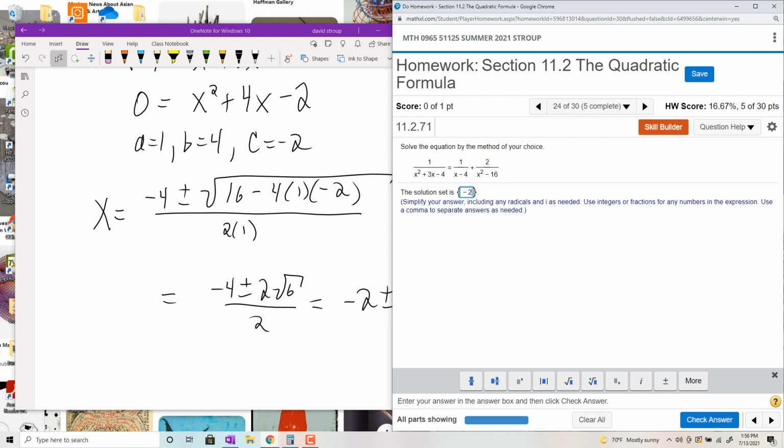Negative 2 minus square root 6, comma, negative 2 plus square root 6.